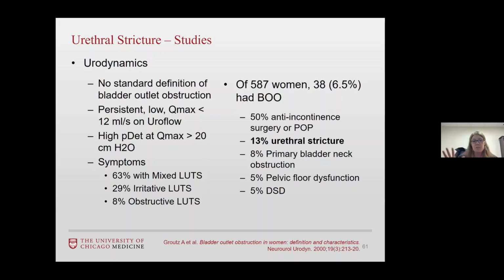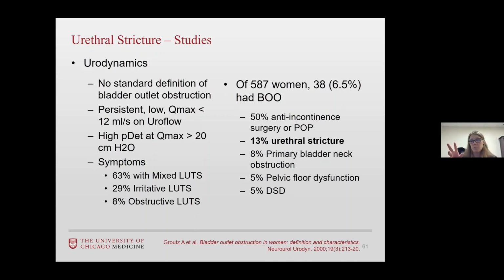Again, they had a broad range of symptoms. 63% had mixed lower urinary tract symptoms, about 30% were irritative, and only 8% were just obstructive. So again, these can be difficult to diagnose. As mentioned earlier, of the 587 women, about 6.5% had bladder outlet obstruction. So that was 38, pretty low.